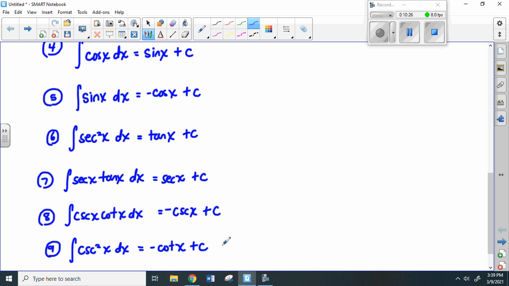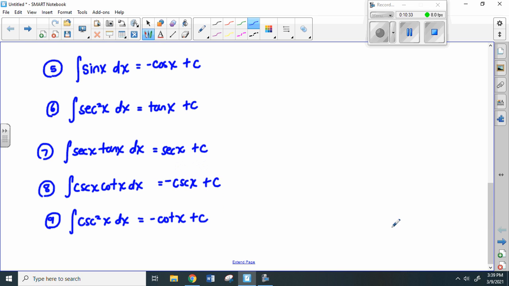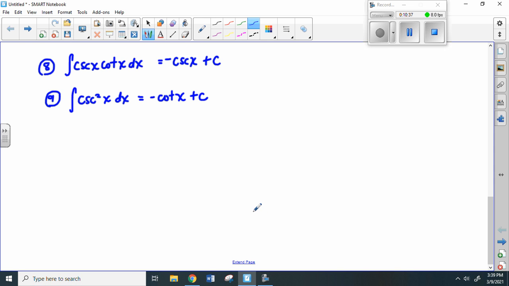So it really is, I can't say it enough, a matter of knowing your derivatives so that you can basically undo them and go backwards. Now there are a couple more that we have learned. Remember, we learned how to take the derivative of e to the x, and it was e to the x. So I should be able to integrate e to the x and go back to e to the x. But I need a plus c.